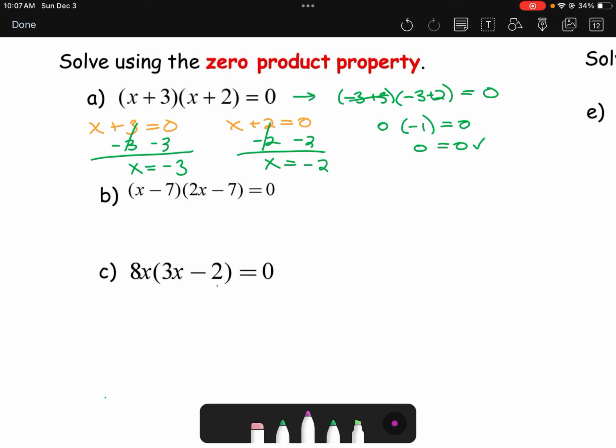And we can check the other one if you would like. So negative 2 plus 3 times negative 2 plus 2, does that give me 0? Well, we have 1 times 0, which is 0. So again, that checks out.